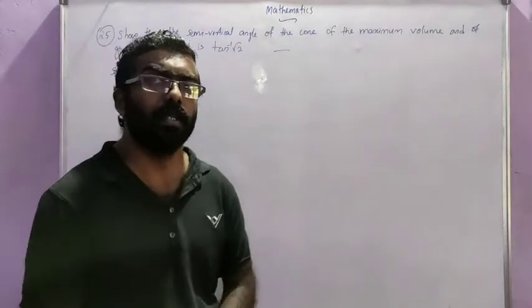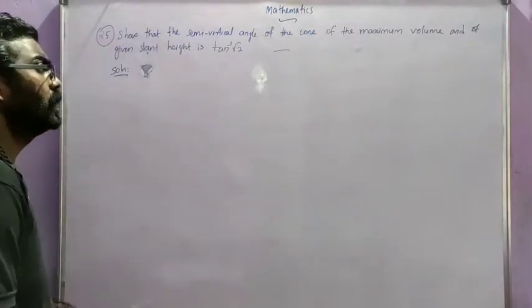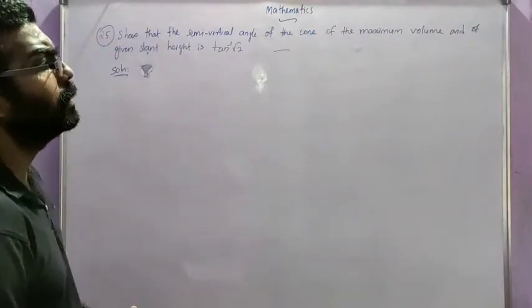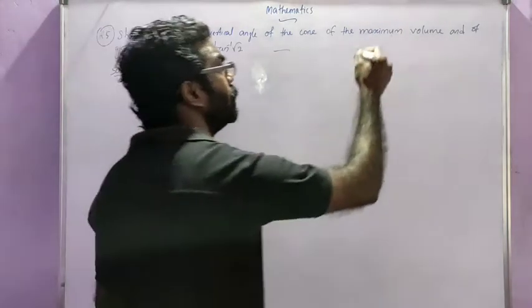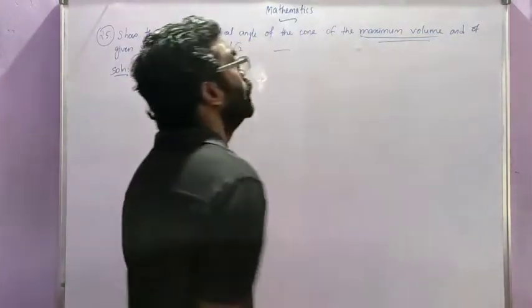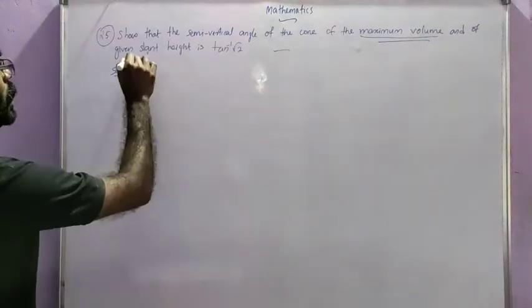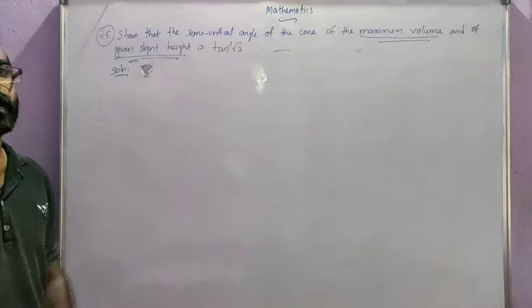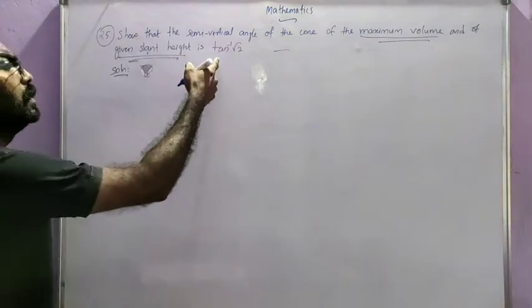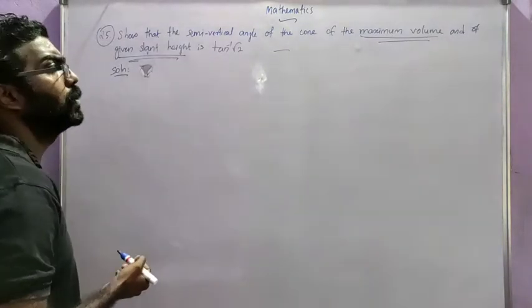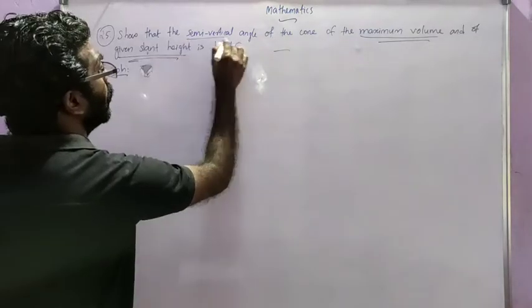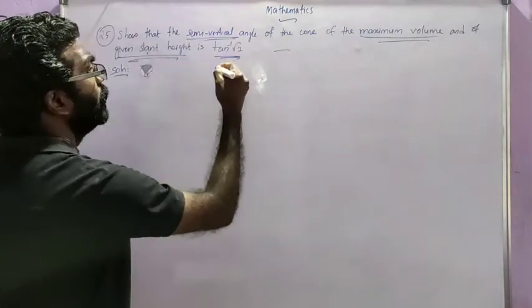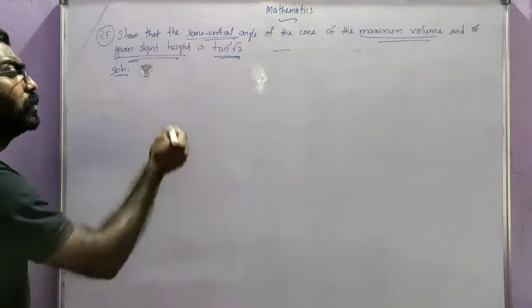Now we move on to question number 25. Show that the semi-vertical angle of the cone of maximum volume and of given slant height is tan inverse root 2. Volume is maximum and slant height is a constant. The semi-vertical angle is equal to tan inverse root 2.